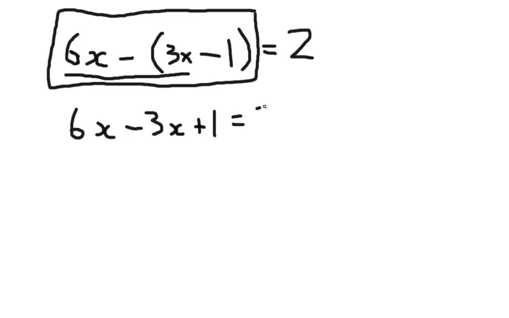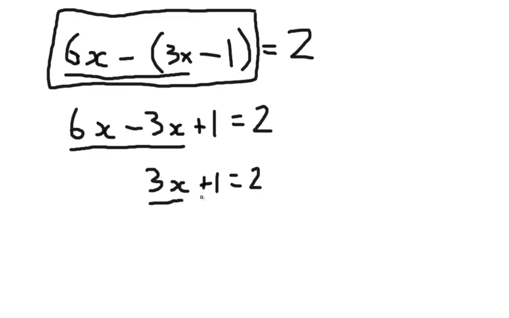Okay, so now we're going to simplify this left-hand side. What's 6x take away 3x? That's 3x. Still +1, still equals 2. Now, how do I solve this now? I'm going to leave that where it is. I am going to subtract a 1. How do you get rid of a +1? Remember, inverses, you minus a 1 from both sides.